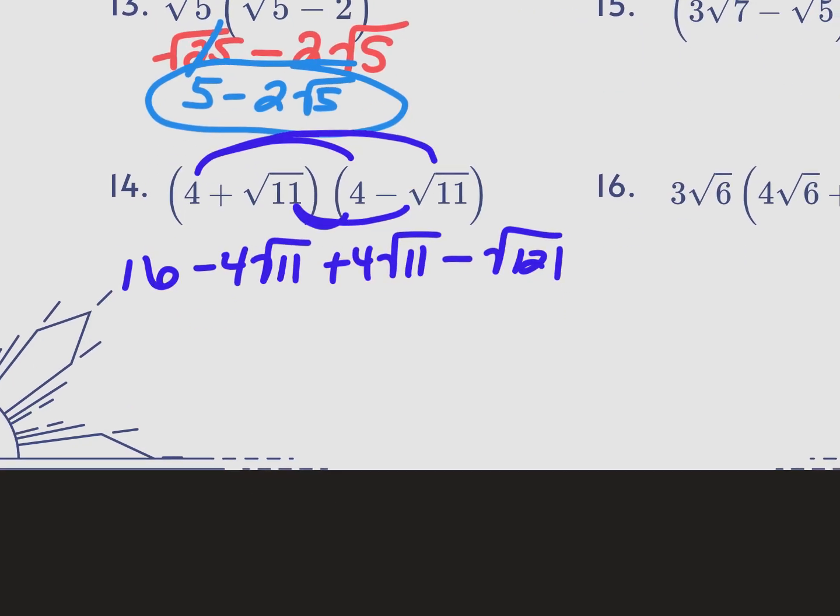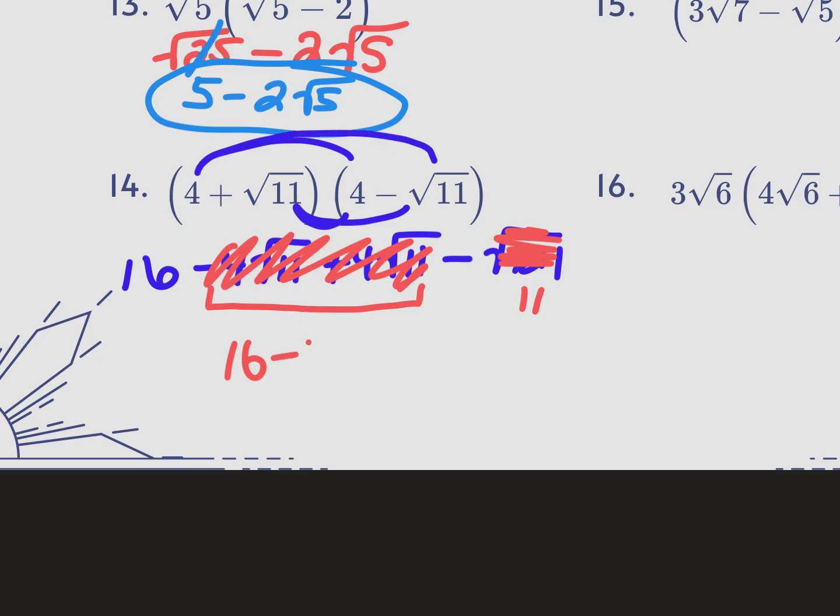And now we're going to simplify. What happens right here in the middle, guys, when I have negative 4 root 11 and positive 4 root 11? They cancel out. They're gone. And then what is the square root of 121? 11. So this just becomes the whole number 11. So what are you left with? 16 minus 11, which is 5. Perfect. So when you multiplied those two together, what happened to all the radicals? They disappeared, right? They canceled out.